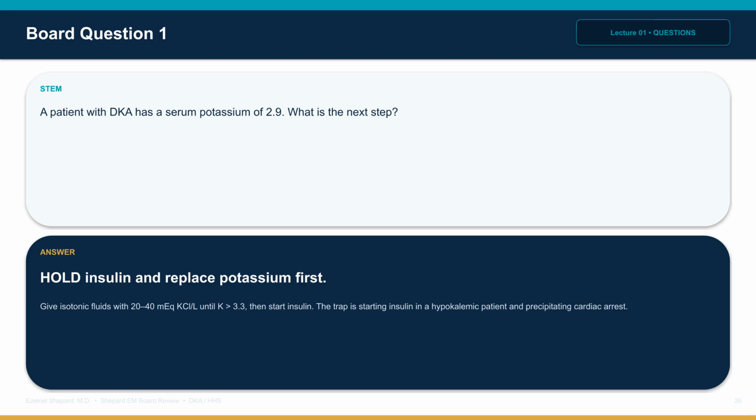Question 1. A patient with DKA has a potassium of 2.9. What's the next best step? If you said hold the insulin and replace that potassium first, you're correct. You want to give isotonic fluids with 20 to 40 milliequivalents of potassium chloride per liter until the potassium is above 3.3. Then you start the insulin infusion. The board trap is starting insulin in a hypokalemic patient and precipitating cardiac arrest.